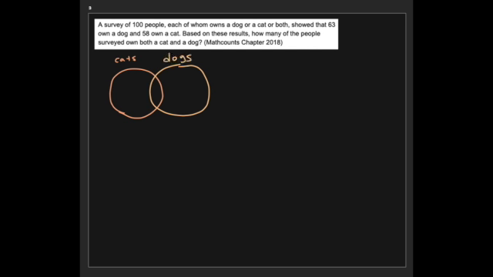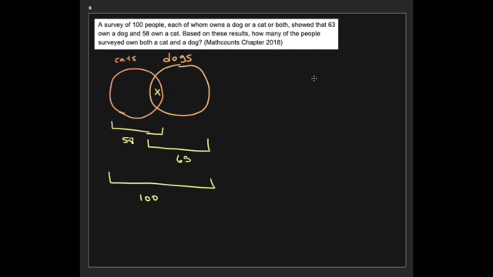We're trying to find the intersection between both of them. The problem tells us that there are 58 people who own cats. I should probably extend that to cover the intersection. And there are 63 who own a dog. And in total, we know that there are 100 people.